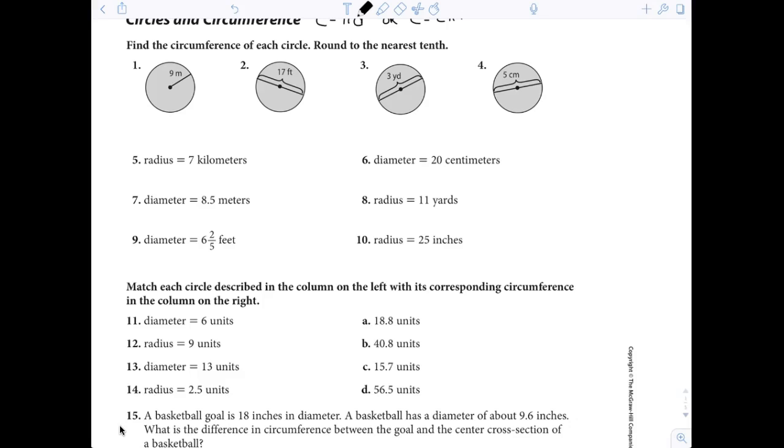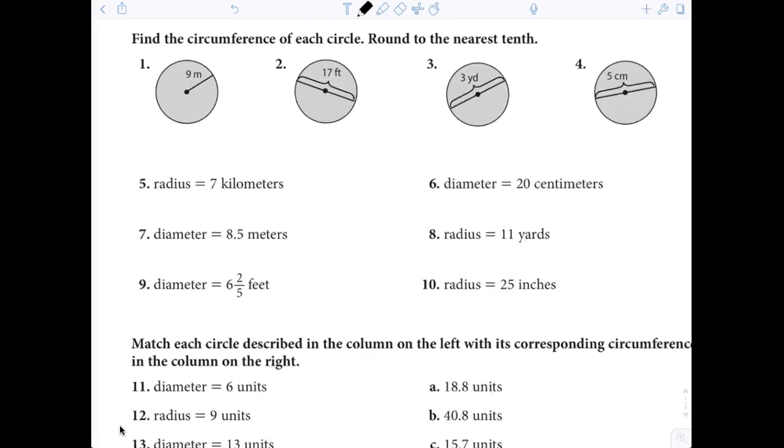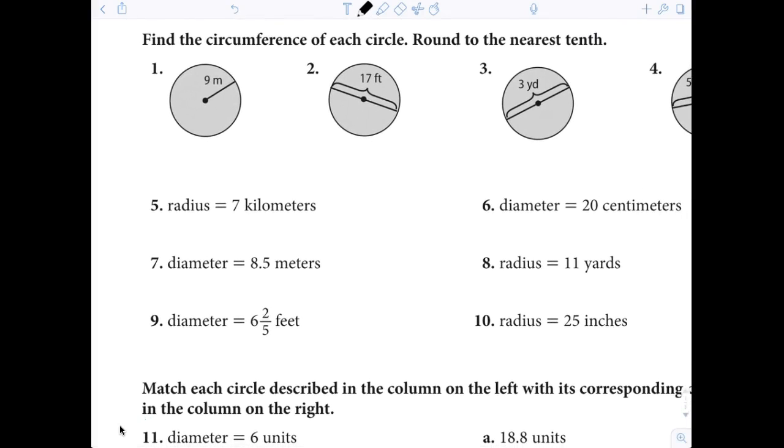Yes? I was going to try to do the fifth problem. We're getting to that right now. So here we go. Let me help you real quick, okay? I'll show you what to do.